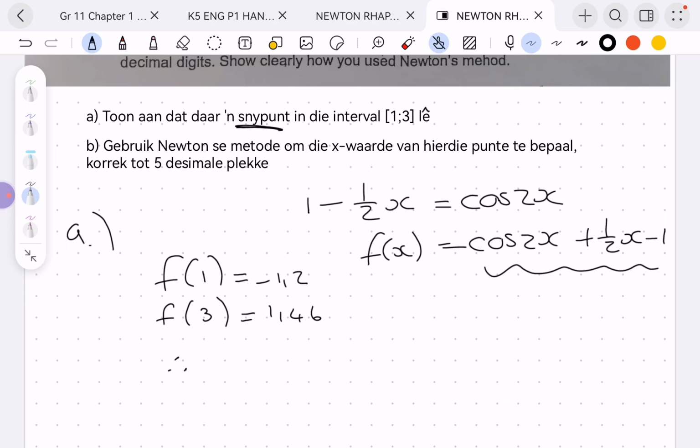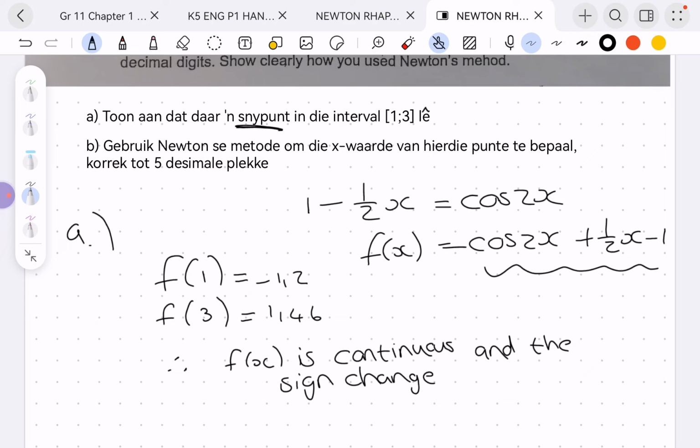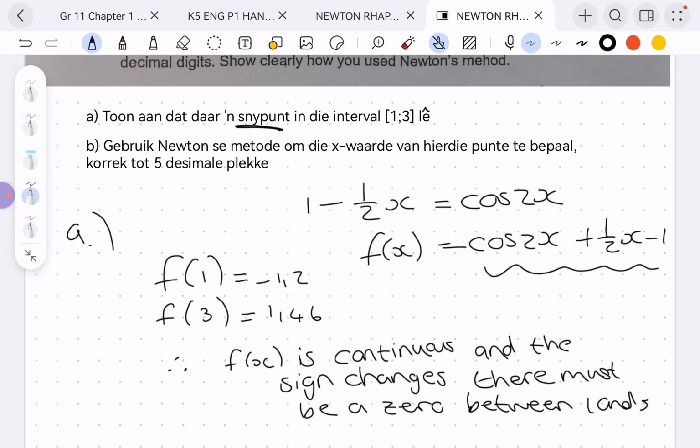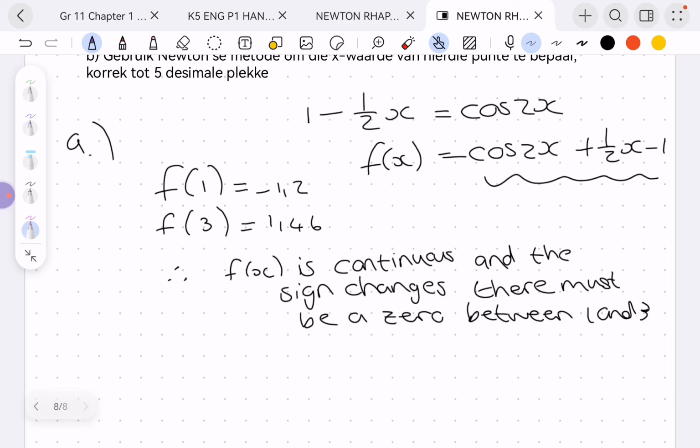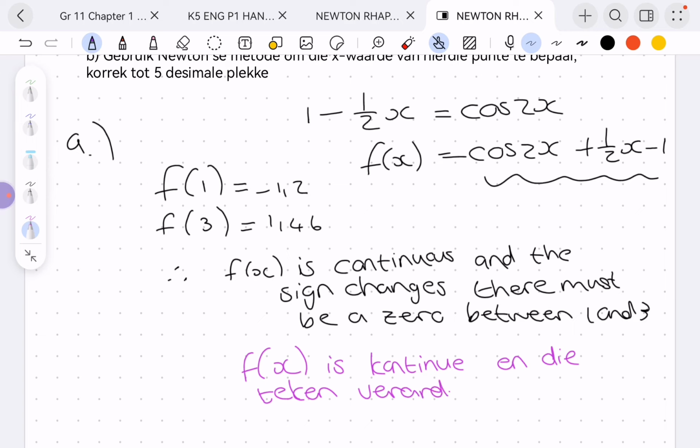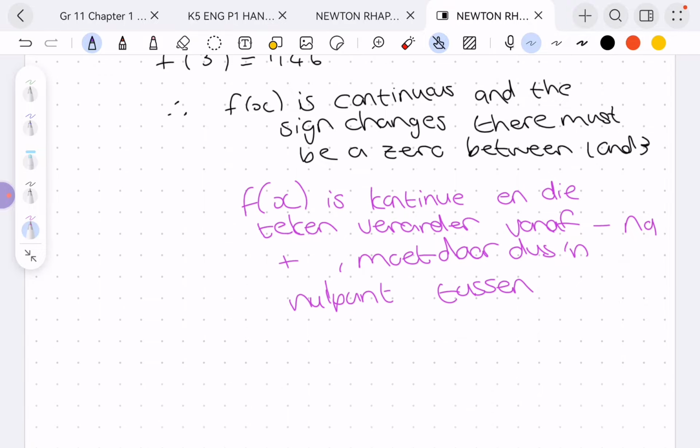So my reason would be because the function is continuous, it's one continuous line, and the sign changes, there must be a 0 between 1 and 3. So since f(x) is continuous, and the sign changes from negative to positive, there must be a 0 between 1 and 3.